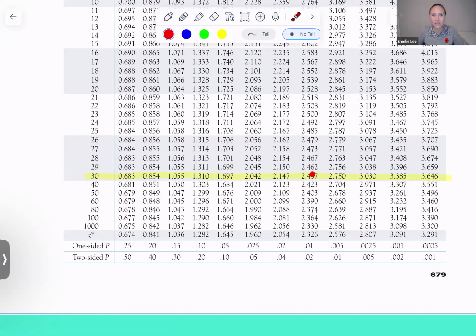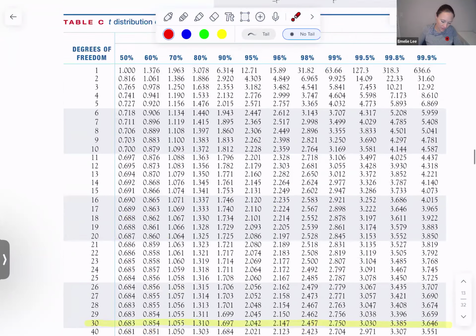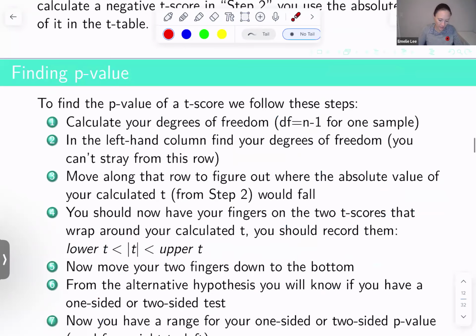And we can use this line, this 30 degrees of freedom line, for example, to find our p-values, just like we did for the Z star line. Let's go back to these bullets here. So to find the p-value of a t-score, first you have to calculate your degrees of freedom. It depends on the type of sample or the type of question that you have, but for one sample, it's n minus 1. Now in the left-hand column, on the side there, you'll find your degrees of freedom. And then you can't stray from this row because your sample size doesn't change.